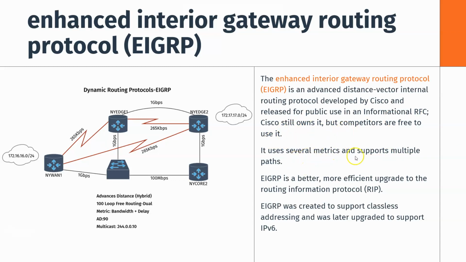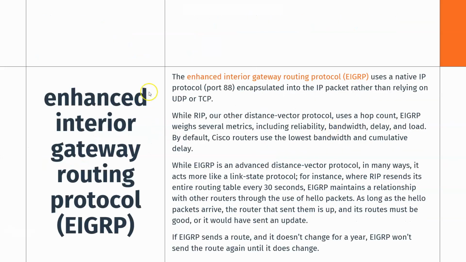Cisco still owns it. Several metrics and support multiple paths. Better, more efficient upgrade to RIP, obviously, was created to support classless IP addressing. I think I already did that one. EIGRP uses the native IP protocol, and I have never had to do this one. It's just kind of interesting to know that it uses port 88, native protocol port 88, encapsulated into an IP packet rather than relying on TCP or UDP.